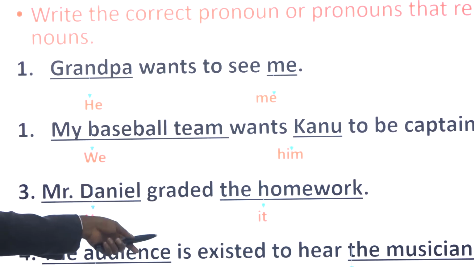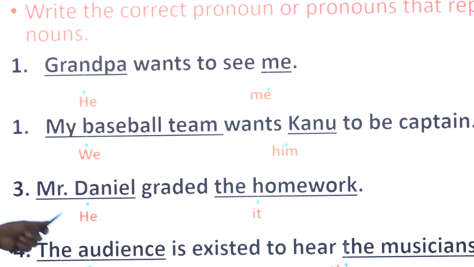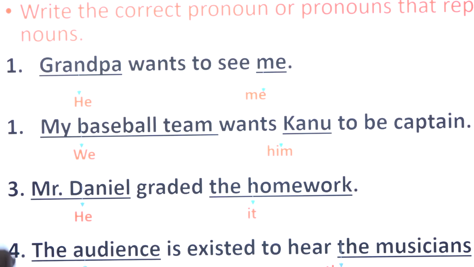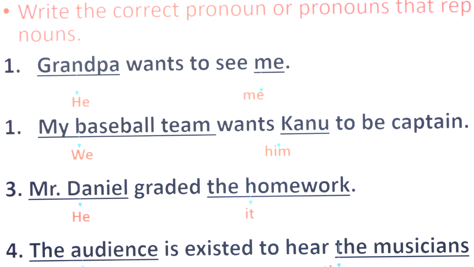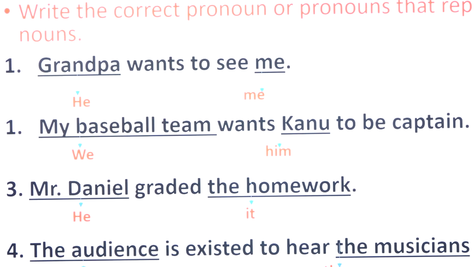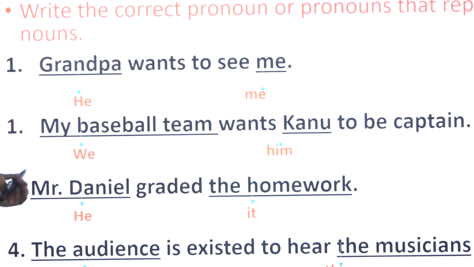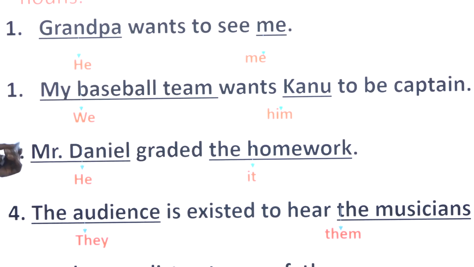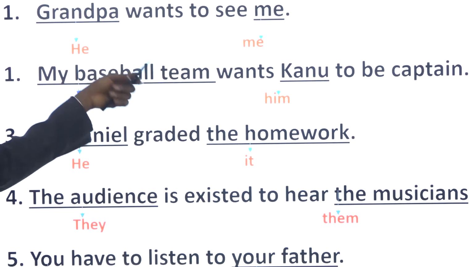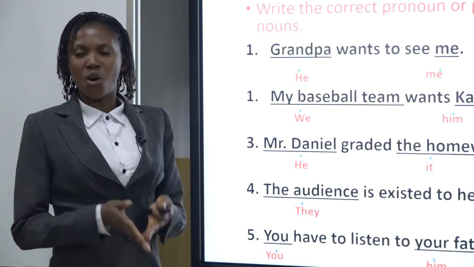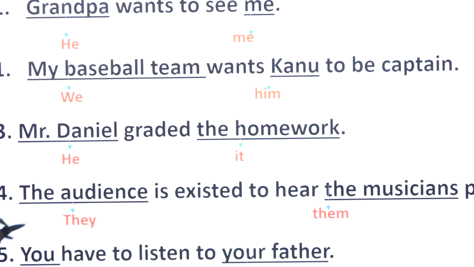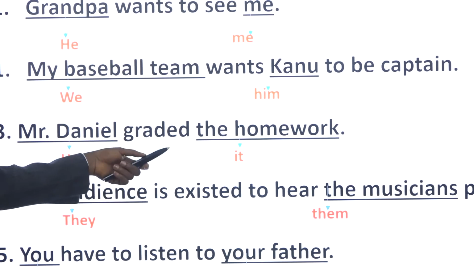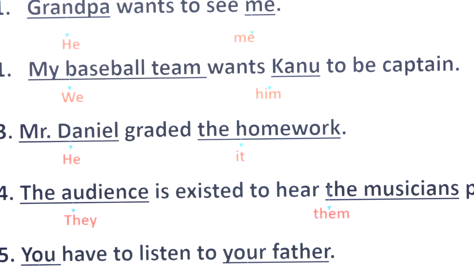Mr. Daniel graded the homework. Mr. Daniel is a noun, which is the name of a person. Homework is also a noun. Now we are going to change Mr. Daniel to he. It becomes what? He graded it. Homework, the homework will be what? It. He graded it.